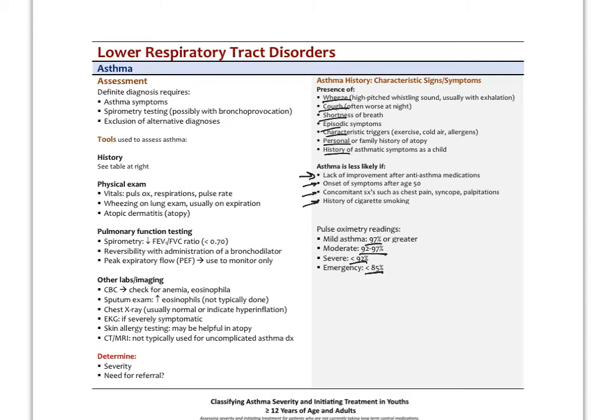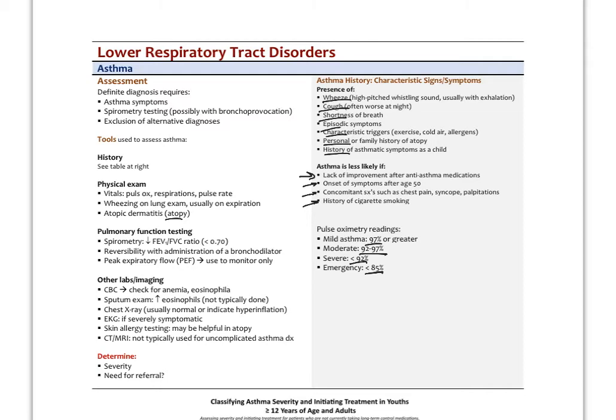Now, what I often do is I'll have patients with asthma walk up and down the stairs a couple of times, and then get their pulse ox after that, and we can see if they're able to compensate for that increased exercise demand. Physical exam is going to look at our vitals, pulse ox, respirations, pulse rate, wheezing, again on the lung auscultation, and looking for the presence of any atopic dermatitis.